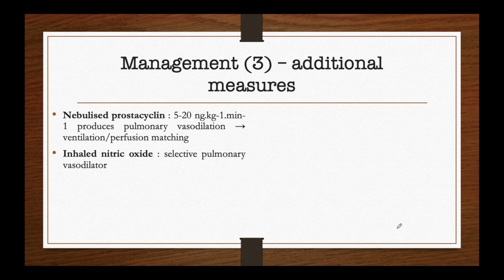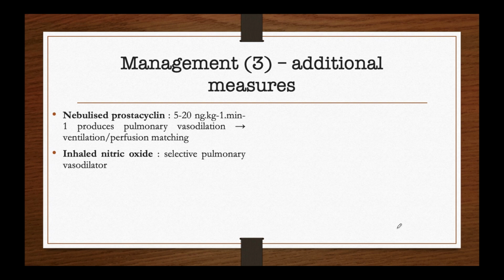Now someone may say, once we are causing such potent vasodilation, it may cause hypotension. Such effect is not observed. This is because prostacyclin is removed from circulation at a very fast rate, and so the side effect of hypotension may not be a problem at all. And so this prostacyclin should be continuously nebulized at a rate of 5 to 20 nanograms per kilogram.